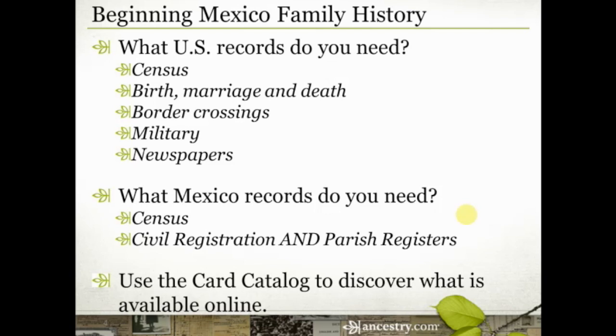We also do have some local or regional censuses that may have been done by state or by county. We'll take a look at that list here in just a minute. The other big kind of record is our birth, marriage, and death records. However, in Mexico, because, of course, the Catholic Church is so very prevalent, civil registration or government records of birth, marriage, and death exist, but there are also parish registers.